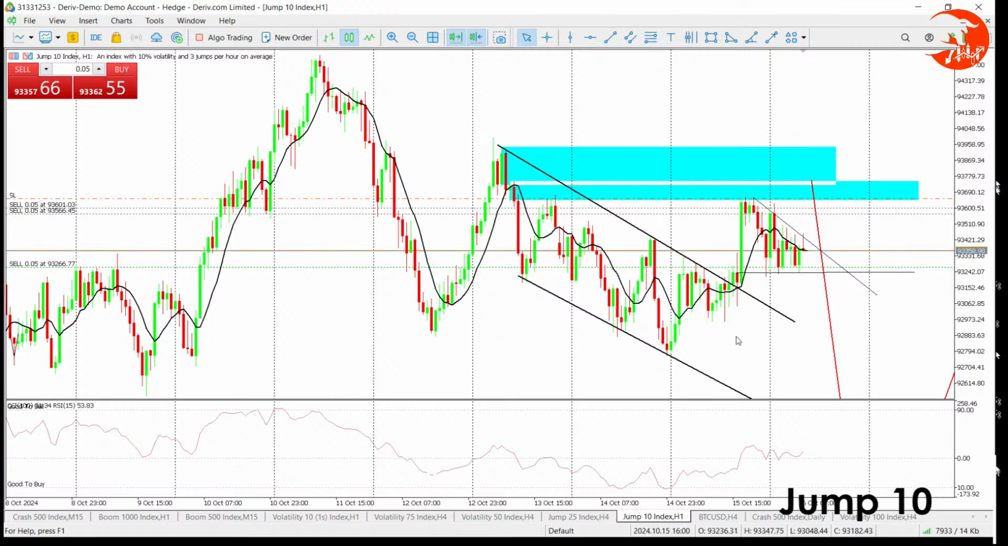Sort of a descending triangle. So if anyone wants to make an entry, please make an entry when it breaks this level. If you want to make an entry for sales, enter when price breaks that level.